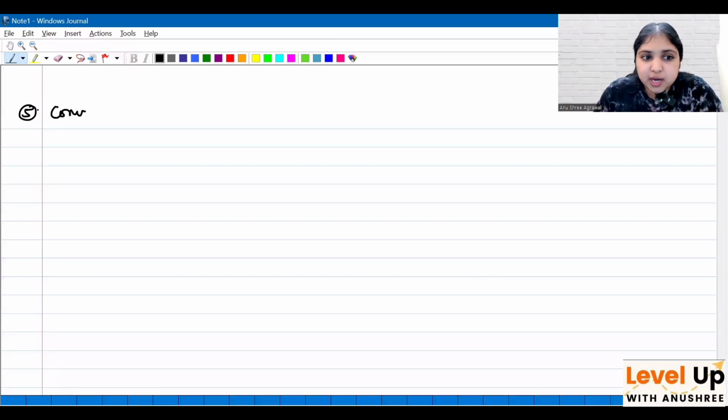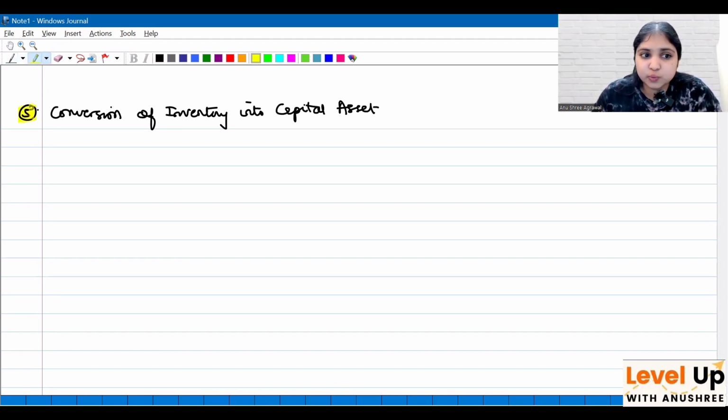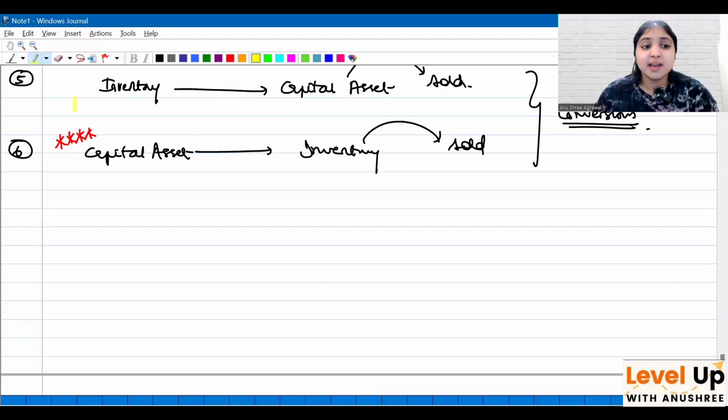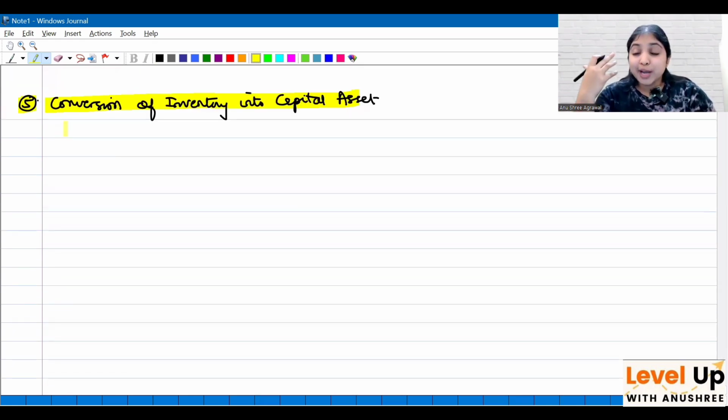In my fifth situation, I am talking about conversion of inventory into capital asset. Now this particular situation and the next situation, if you try to read it from your material, or just try to read the provision, it will sound very complicated. Too much you will have to mug up, too much you'll have to remember. So I will give you one simple tip. With that tip, you will not have to mug up anything. Everything will be pure logic. Just remember this small tip.